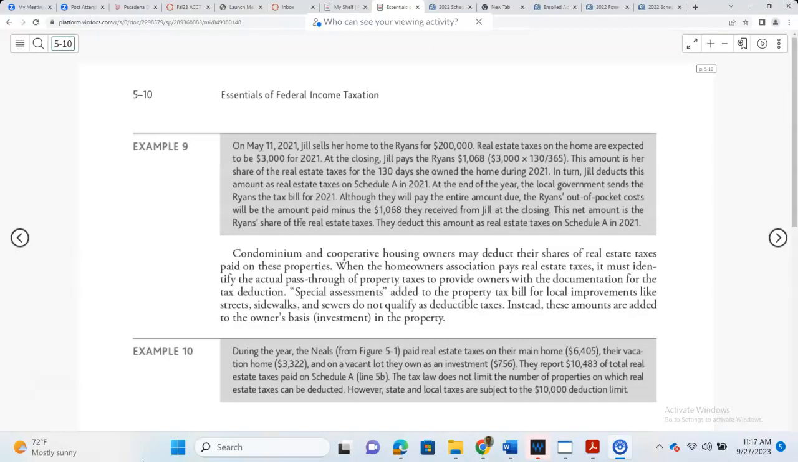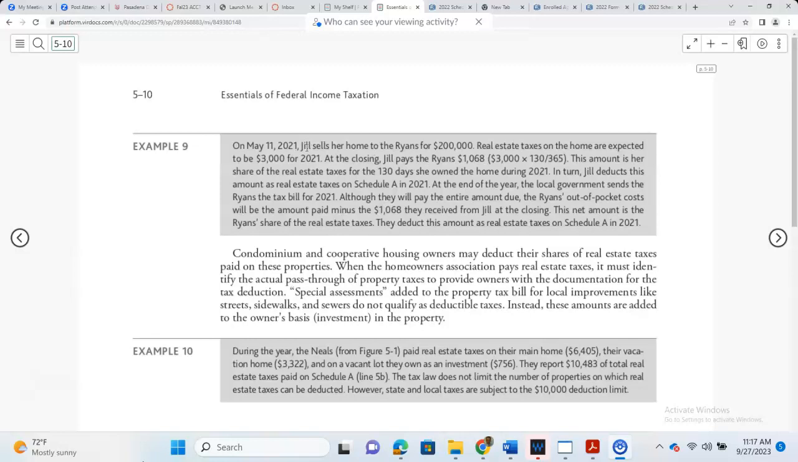Okay, so what's going on? Here in this example, it depends how many days you have the property, I believe, then you are responsible for that property tax. So you have to calculate how many days in that year you were the owner until you sell the property. So on May 11, 2021, Jill sells her home to Ryan for $200,000. Real estate taxes on the home are expected to be $3,000. At the closing, Jill pays Ryan $1,068.